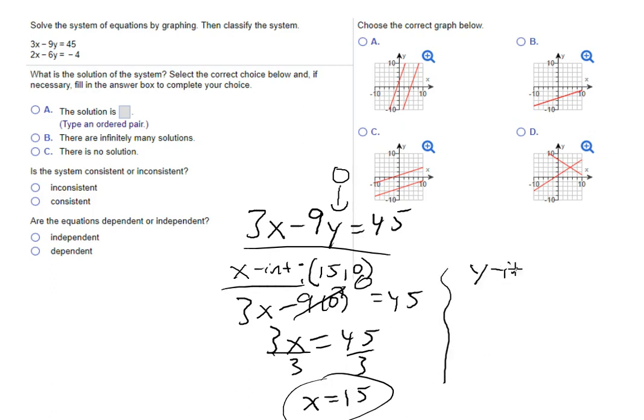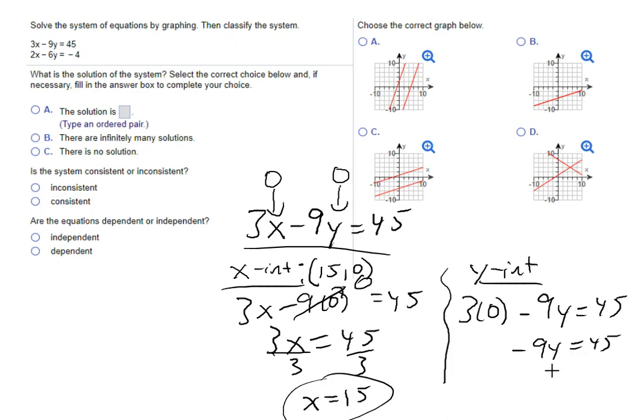The y-intercept is going to be, you plug in 0 for x. So we're going to get 3 times 0 minus 9y equals 45. Get negative 9y equals 45. Divide by negative 9 on both sides, and you get y is equal to negative 5. That one we could definitely use, right? So this just goes to 0. That's why that disappeared. And so we're going to get 0 comma negative 5 as our y-intercept.